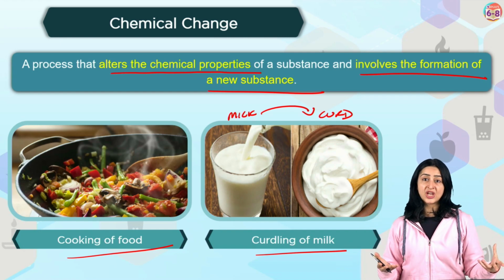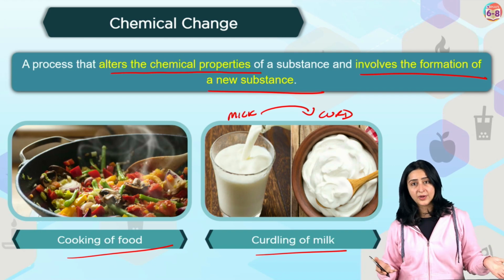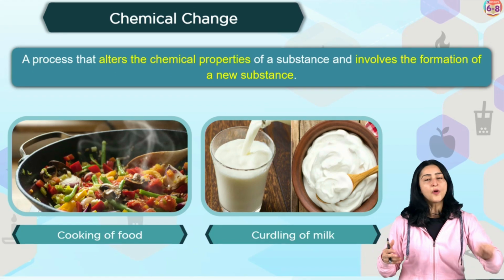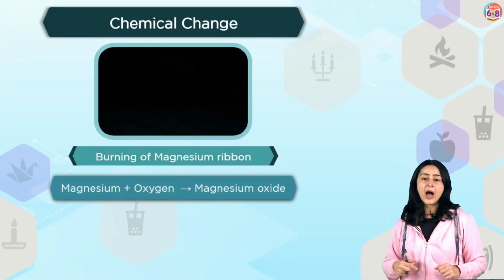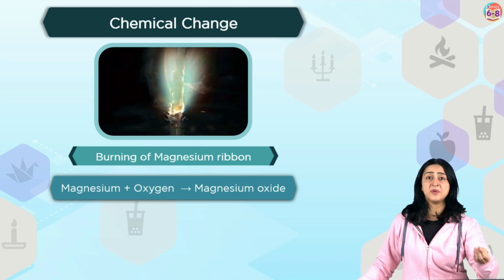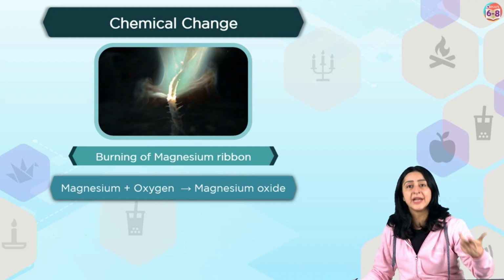Okay. Now, these are changes that we see around us in our daily lives. Let's talk about some of the changes that we are studying about in our NCERT books, and we can talk about how we can do these in the lab. So, for example, let's talk about a magnesium ribbon, right? Let's say you have a magnesium ribbon and you go ahead and you burn it.